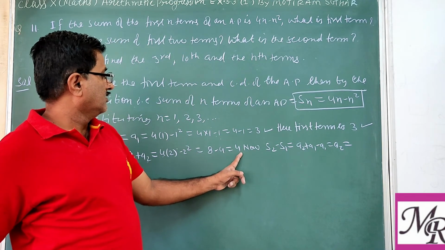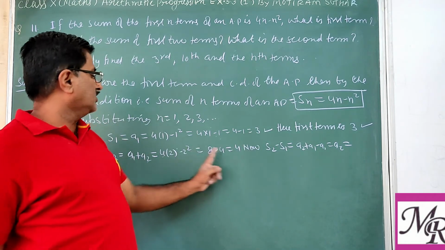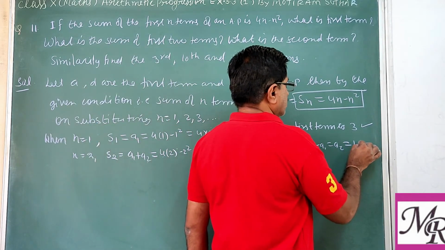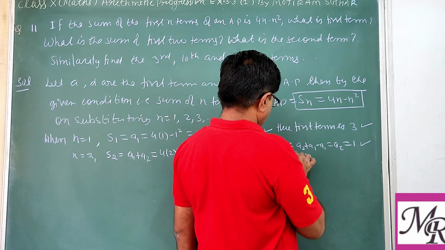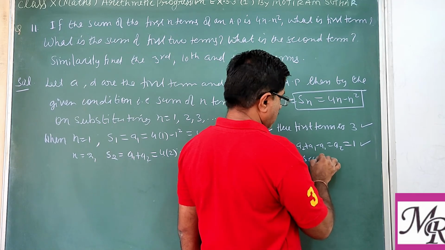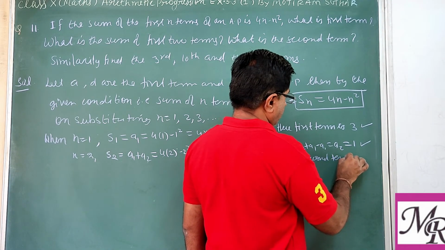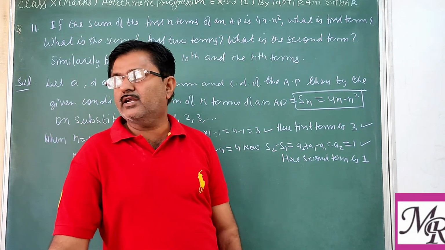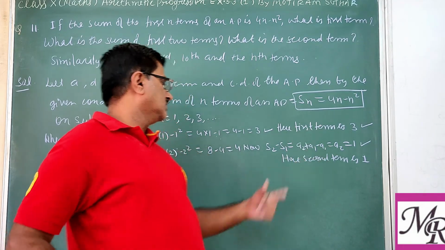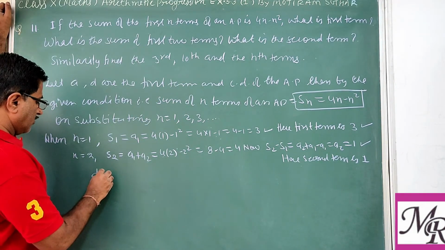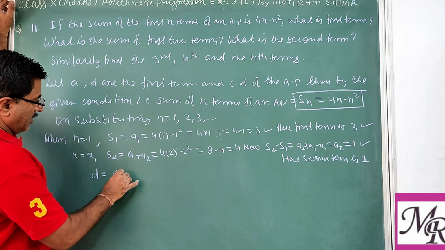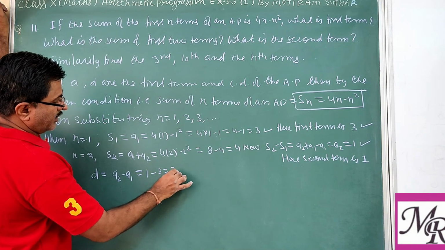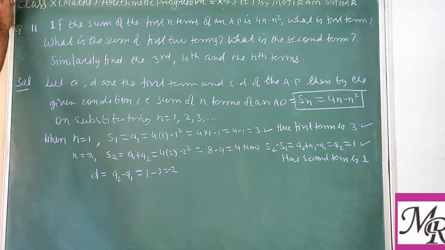So what is the right side? S2 is 4 and S1 is 3. So 4 minus 3 is 1. So this is the second term. Here the second term is 1. Now you know the first term and the second term, so you can find the common difference. D is always equal to the second term minus the first term, that is 1 minus 3, that is minus 2. So we get the common difference.